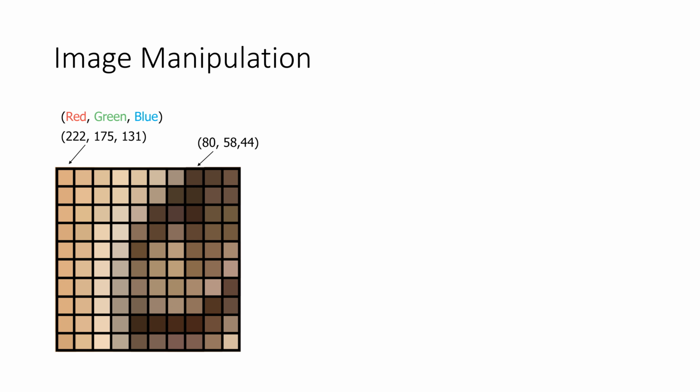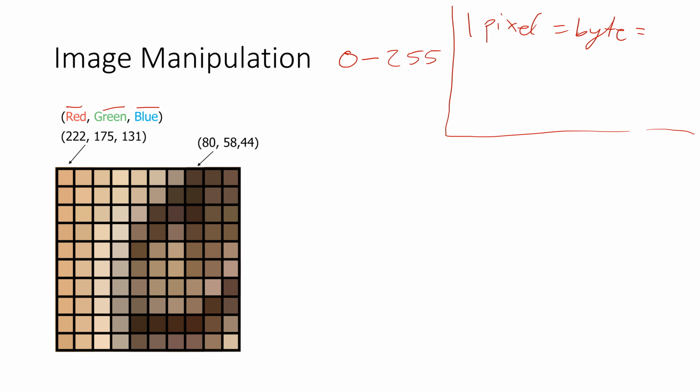Before we dive into image manipulation, it's important to understand how computers represent images. Each pixel is a combination of the intensities of red, green, and blue. Now, the intensities are measured from 0 to 255. And the reason for this is because each pixel is 1 byte, and each byte equals 8 bits. Now, if we take 2 to the 8th, we'll get 256, which is how many possible different intensities there are, which gives us the range of 0 through 255.